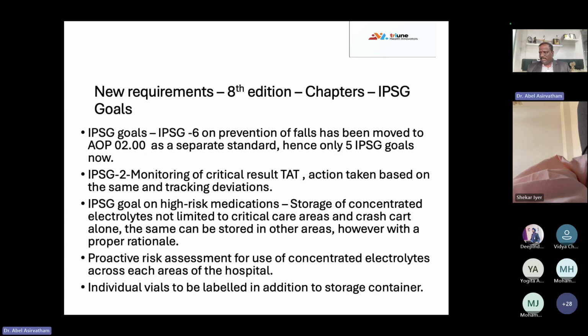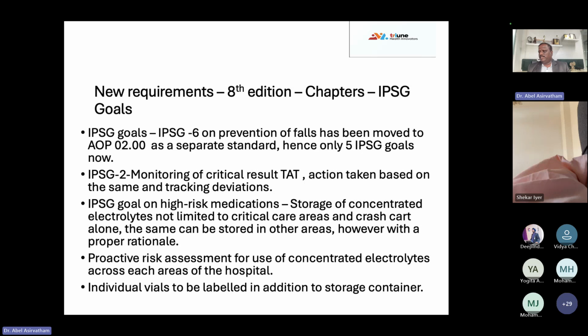So new requirements, IPSG goal. As you all know, IPSG goal 6 on prevention of falls has been moved to AOP2 as a separate standard. Hence, we have only 5 IPSG goals now. IPSG2, monitoring of critical results, action taken based on same and tracking the deviations is one of the new measurable elements which has been introduced. Though we predominantly follow all these things, it is not something which we are learning new, but it has been put as a separate measurable element recently.